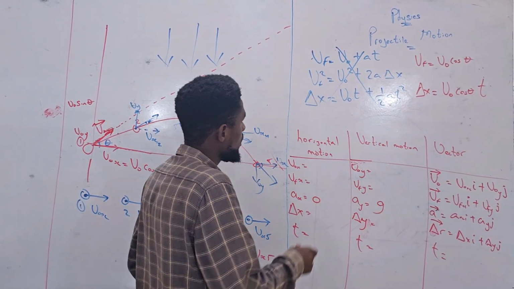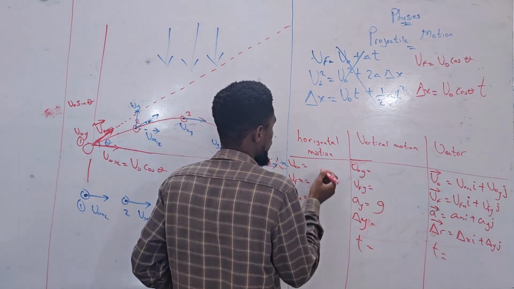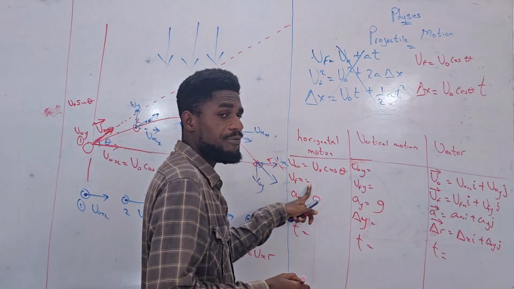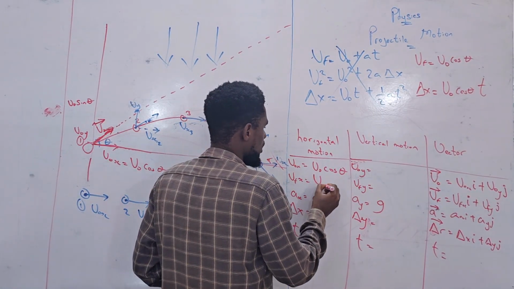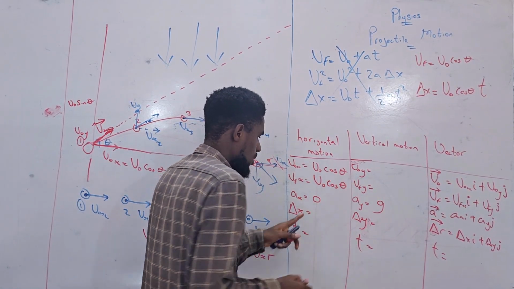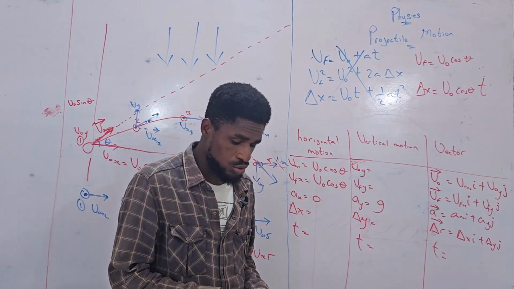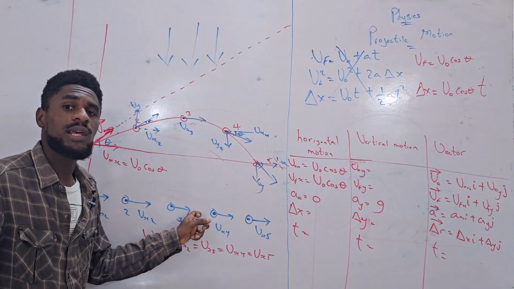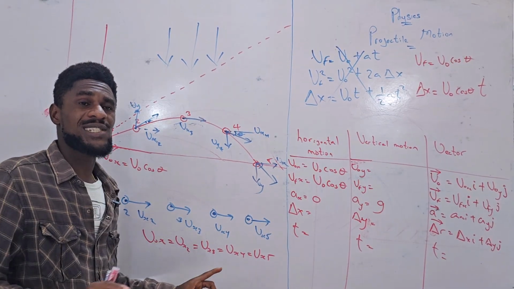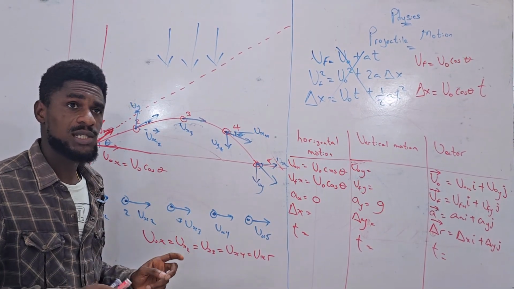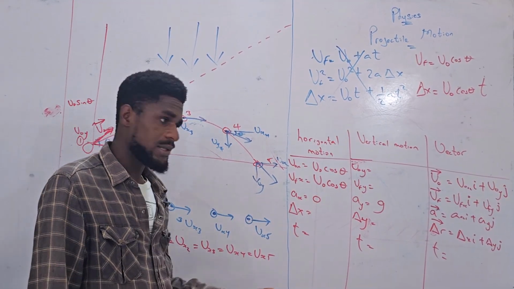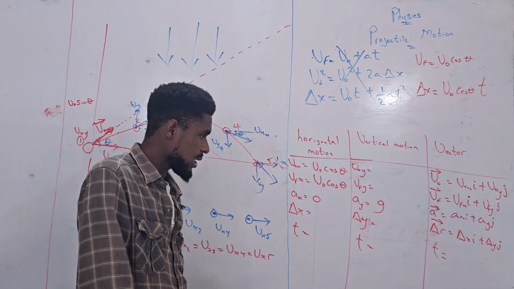So the first one, V naught of x, we already said this is equal to V naught cos theta. So V final is still equal to V naught cos theta. Our acceleration is equal to 0. Why is it 0? Because purely on the horizontal level, there is no force acting on it. And if there's no force, then our object can't accelerate or decelerate. So acceleration is equal to 0.